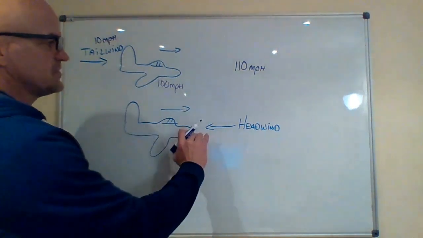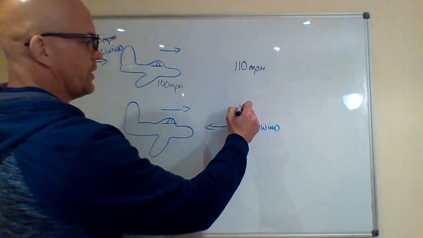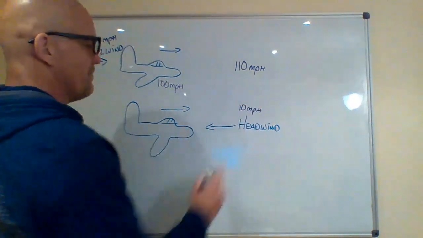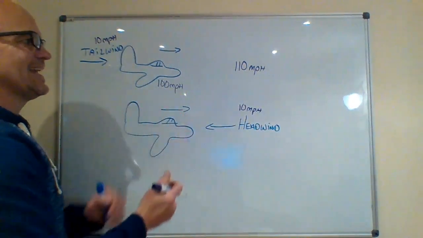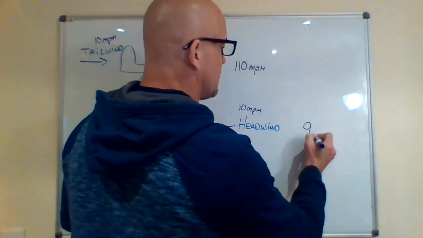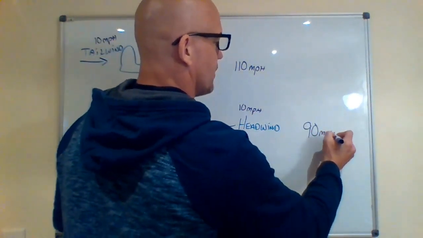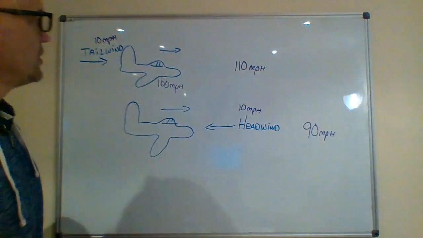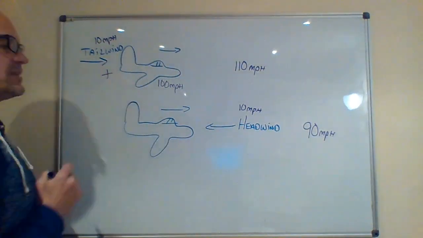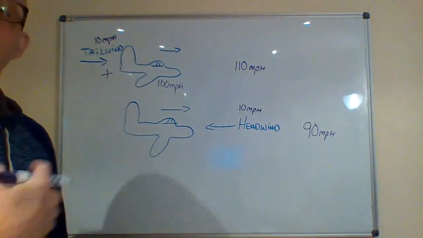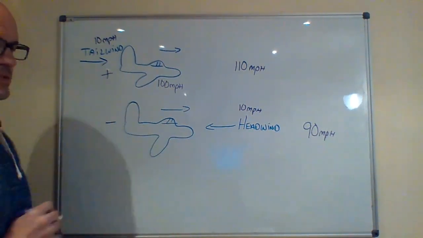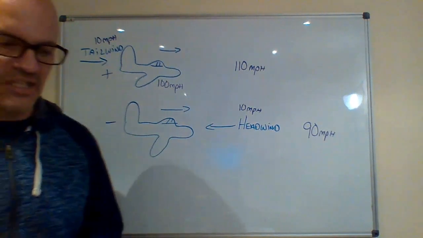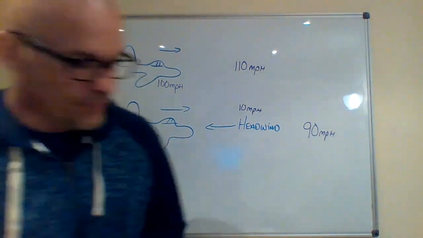Likewise, if this plane was doing 100 miles an hour and this headwind was 10 miles per hour, that means when the plane's up there going 100 but the wind's pushing it back 10, he's only really going 90 miles per hour. We subtracted them. So a tailwind increases how fast and how far the plane's going. A headwind decreases. So we're going to have to do some addition and some subtraction here.